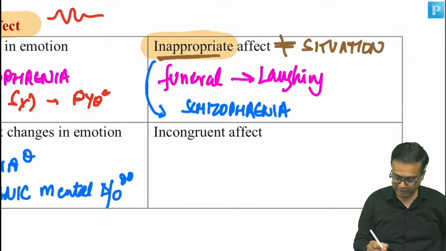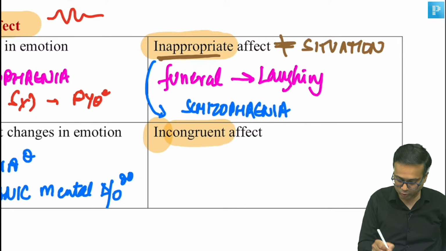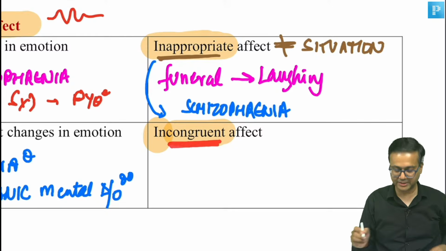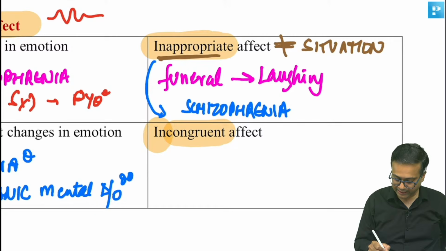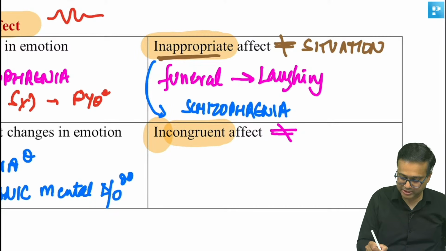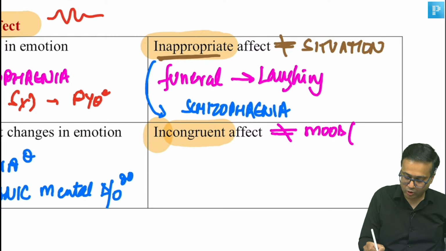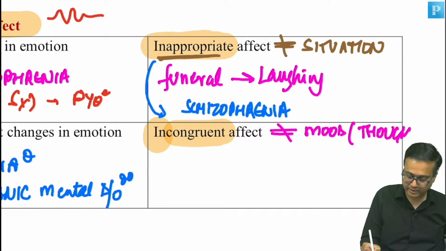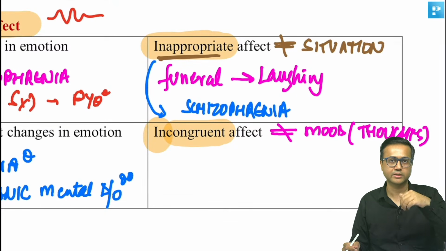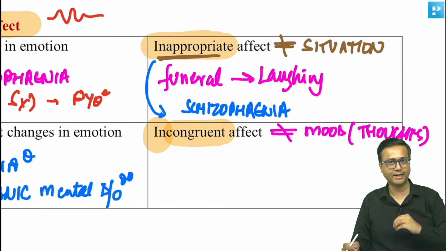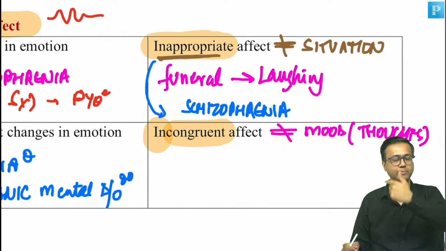Beta, let's finally also discuss what is incongruent affect. See, congruent means to match, in sync. Incongruent means that the affect, beta, is not matching with the mood or the thoughts of the patient. See, usually it should match, like a patient who is saying I am feeling sad, so his mood is sad, and when you see the affect, the affect is also sad, depressed, so it is matching.